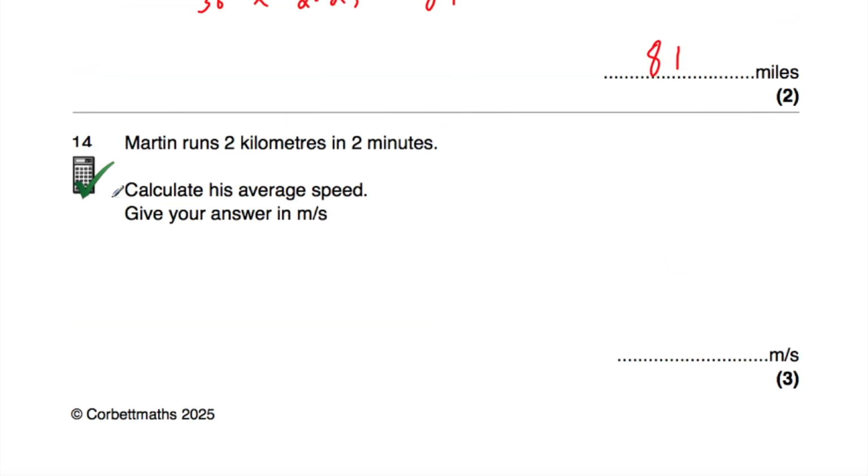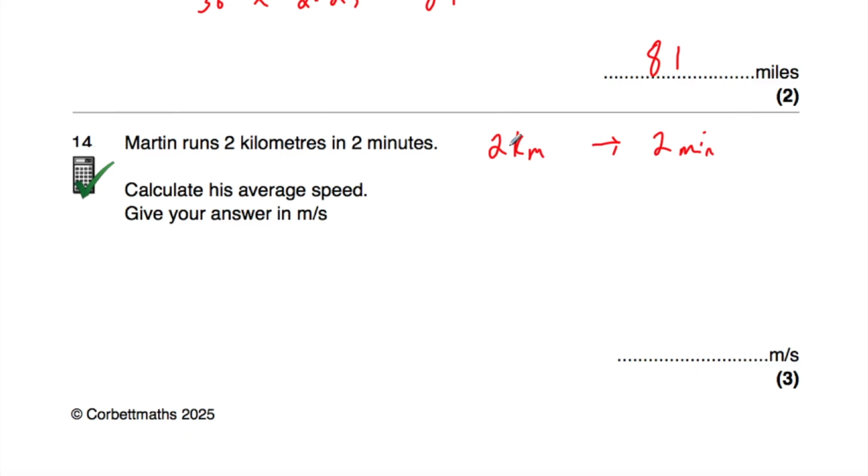Okay, let's have a look at our next question, question number 14. Question number 14 says, Martin runs 2 kilometers in 2 minutes. Calculate his average speed, and we've been asked to give our answer in meters per second. So I'm going to write down what we've been told, that he runs 2 kilometers in 2 minutes. And I'm going to change that into how many meters. I want to find out how many meters he'd run in 1 second, and then that'll be his average speed in meters per second.